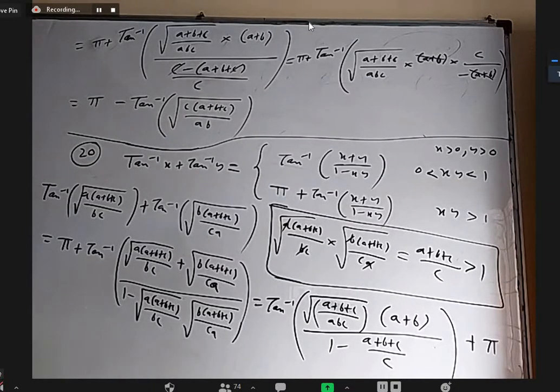Sir, is tan inverse A plus tan inverse B plus tan inverse C equal to A plus B plus C minus ABC by 1 minus AB minus BC minus CA? Correct. But you should put a small star on the top.